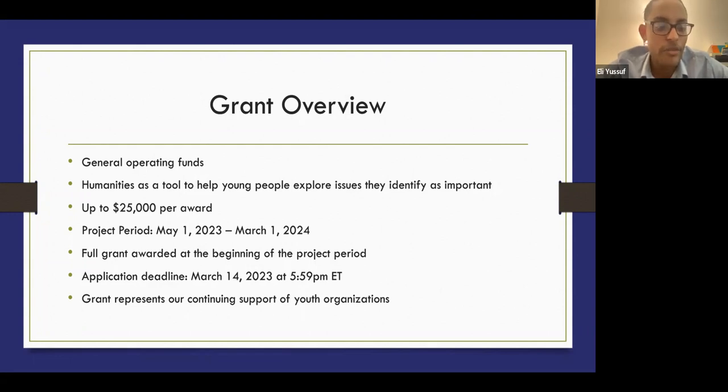On to the project period for this grant. That's May 1st, 2023 to March 1st, 2024. So you're aware of what a project period means, it's also known as a grant period in some of the literature and your documents that you'll see. It's a time frame during which you can spend funds and implement grant-funded activities. All funds must be spent by March 1st, 2024.